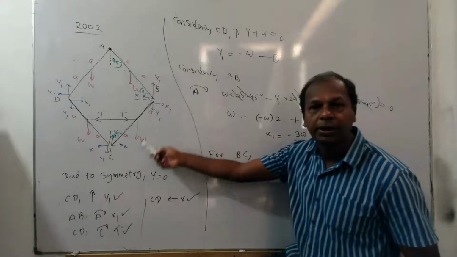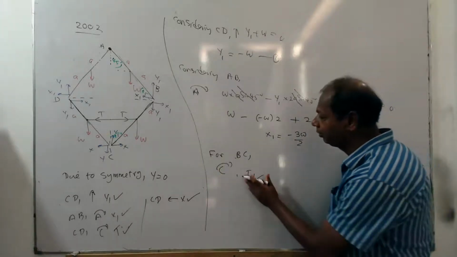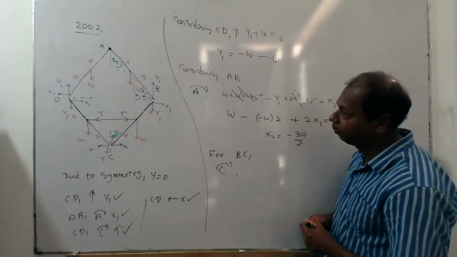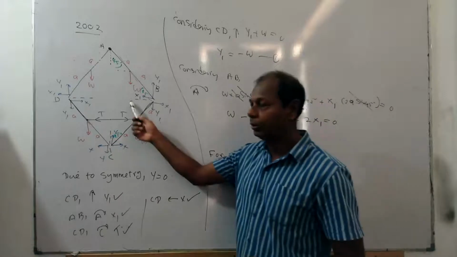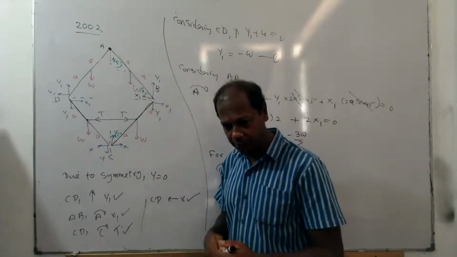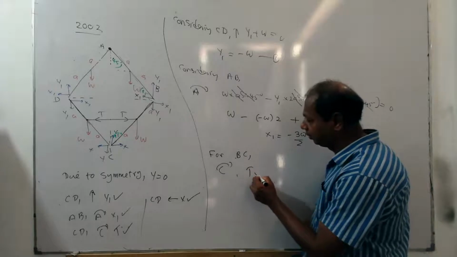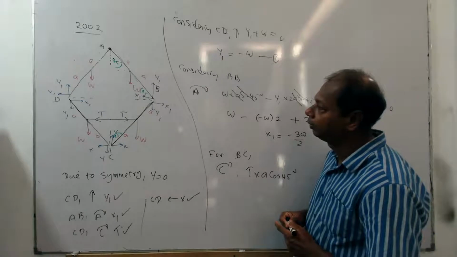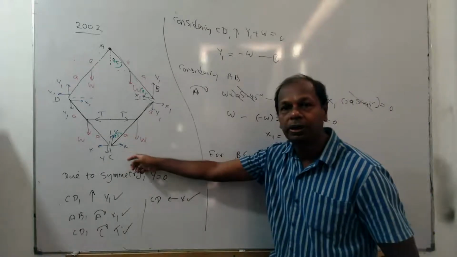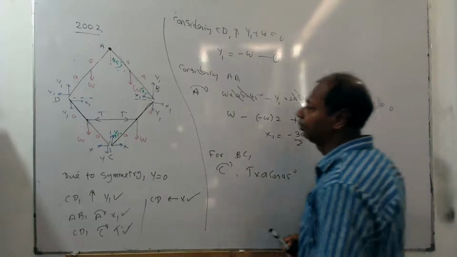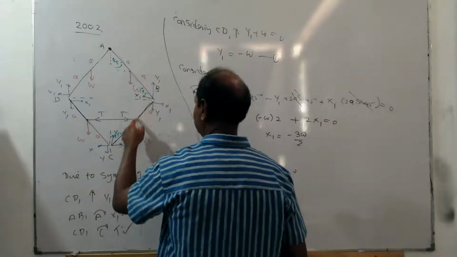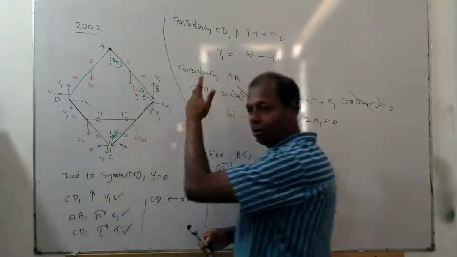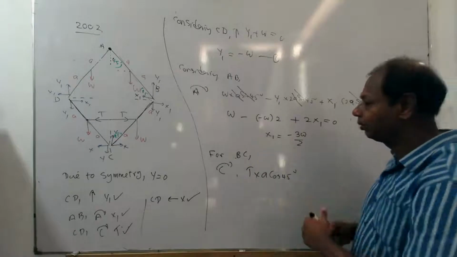Now take BC and moments about C. T into a cos 45, or sin 45 when it's 45 degrees. You can write anything. T into a, I write cos 45. And y is 0, only x will be involved. T is in this direction, W in this direction, x is in that direction. All three are in the same direction, right? Make that left hand direction.